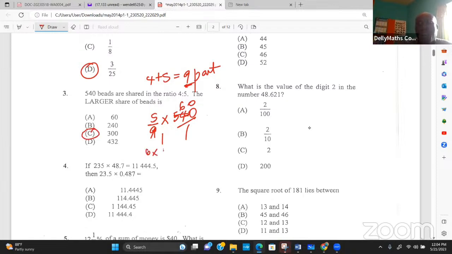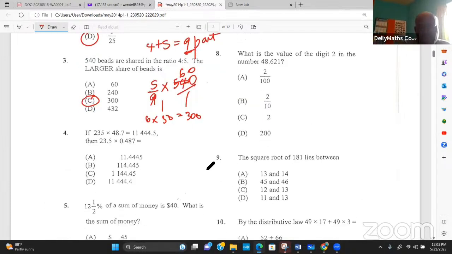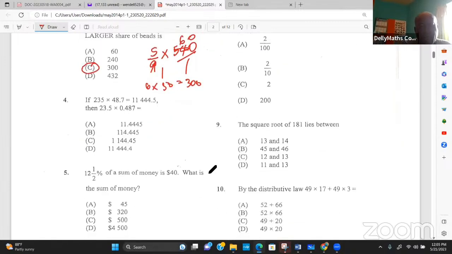So you could see there as you go, your timetable is very good here. It helps a lot. Let's continue. Number 4 says, if 235 times 48.7 gives us 11,444.5, then 23.5 times 0.487 is what?